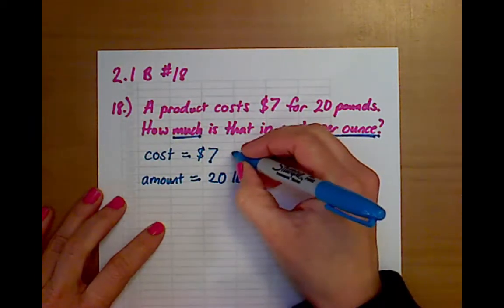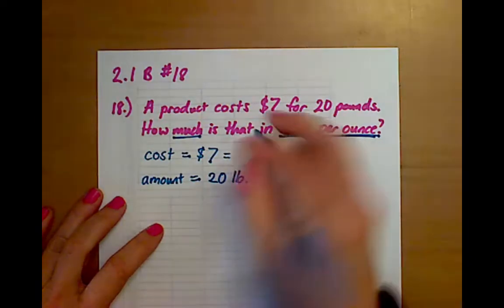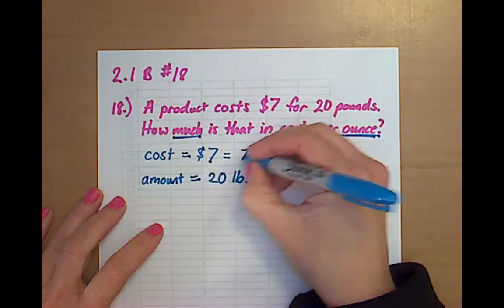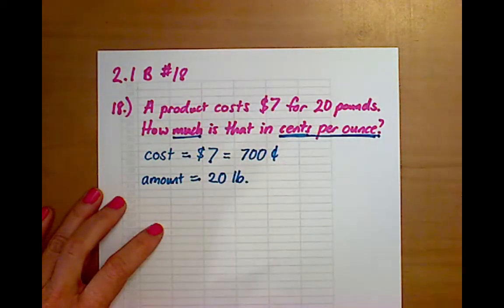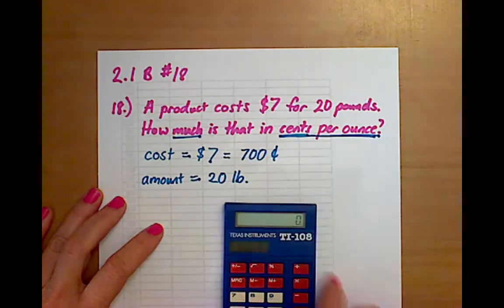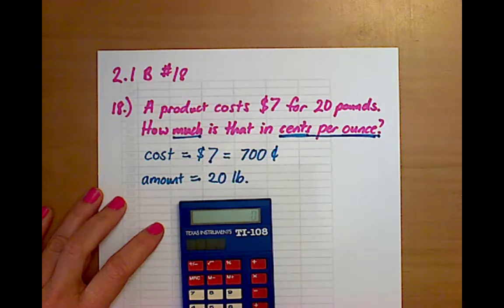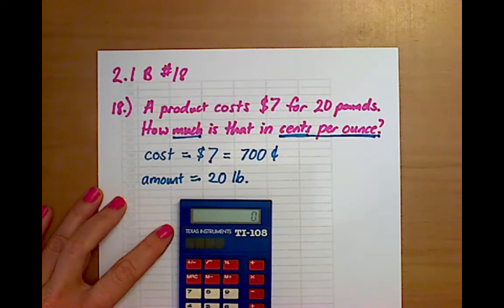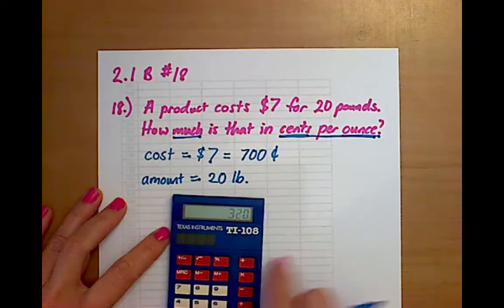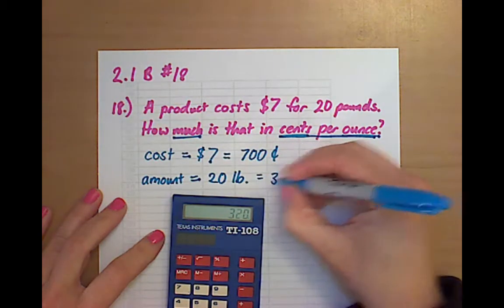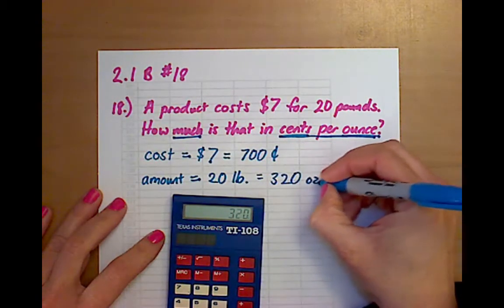So we can change this to cents. $7 is the same as 700 cents. And then 20 pounds, there's 16 ounces in a pound, which is something that you should know. So you do 16 times 20, and you get 320 ounces.